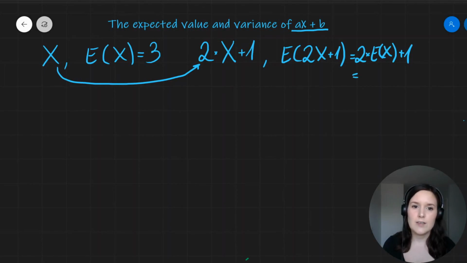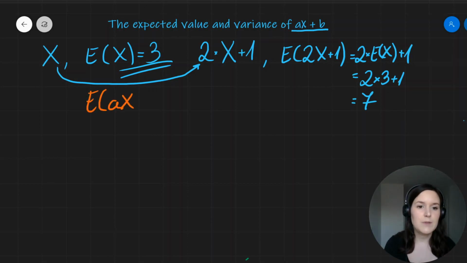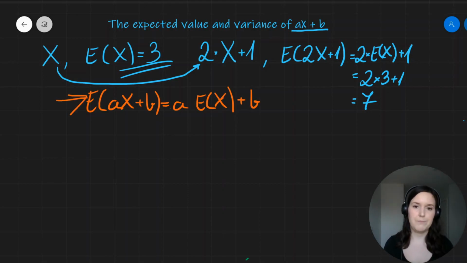It changes in the same way as the random variable did. So that is 2 times the expected value, which was 3, plus 1, which is 7. So I can just write in general the expected value of ax plus b is a times the old expected value plus b. That's the formula that we should remember.